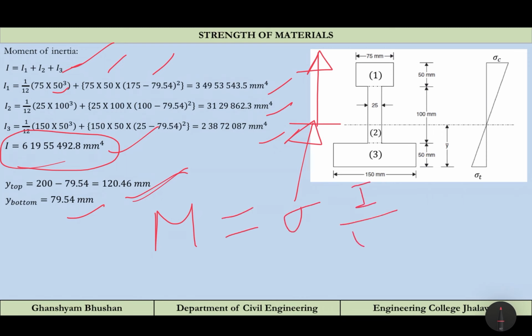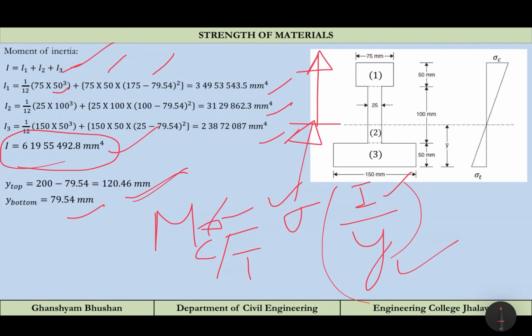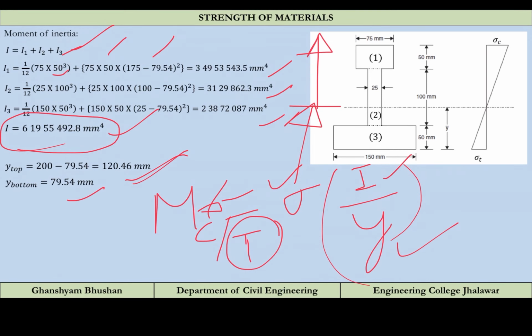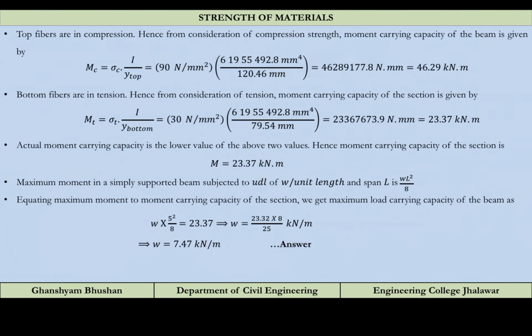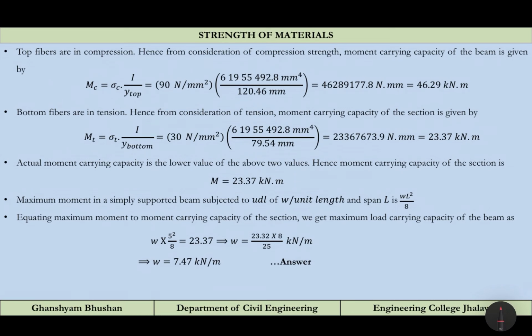So all the required values for moment calculation, what are the values we require? Sigma I by Y. Sigma is given in the question, Y we have calculated, I we have calculated. So now we can calculate moment carrying capacity in compression. It will be termed as MC, and moment carrying capacity in tension will be MT. So let us see what values we have. The top fiber is in compression, it is given in the question itself, and the maximum stress for compression is given as 90 Newton per millimeter square. And I we have calculated.